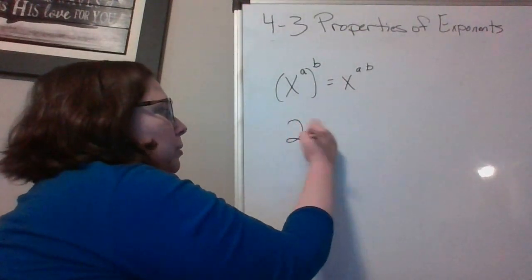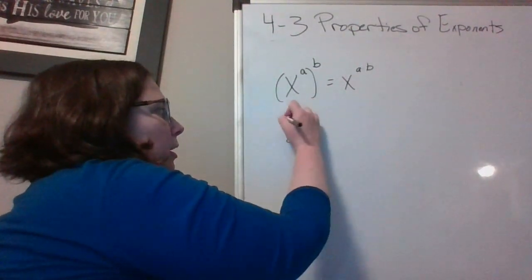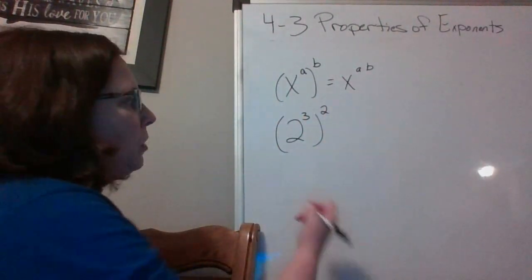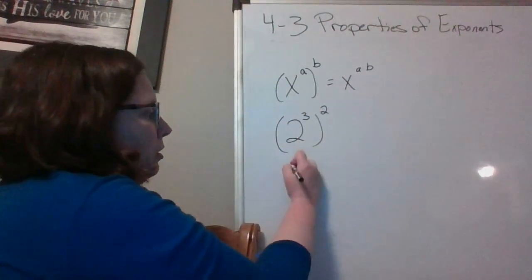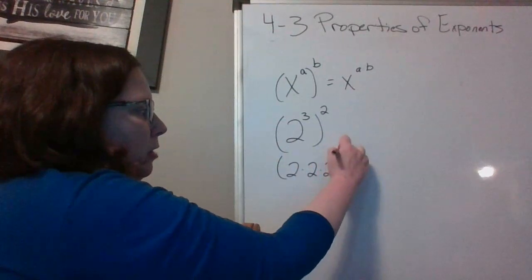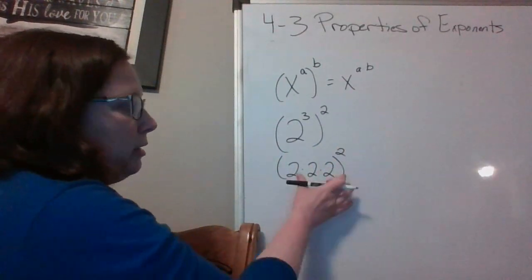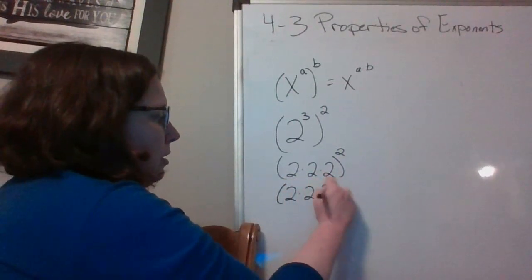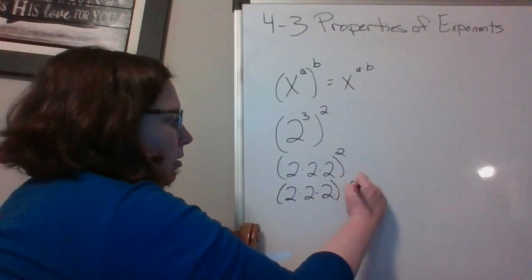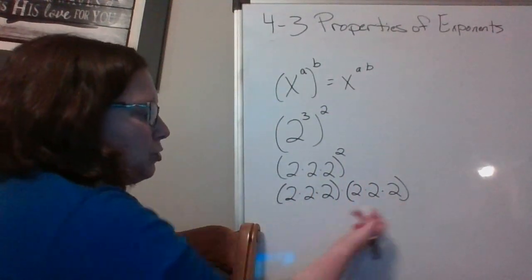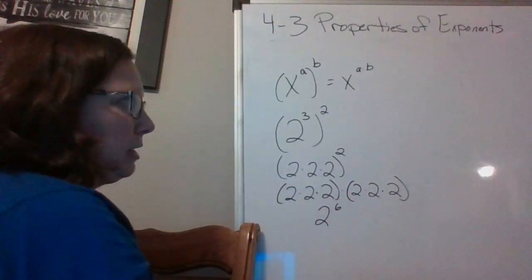Showing you an example, we can say I have 2 cubed, and then we're going to square that. So what happens within these parentheses is we're multiplying 2's, and we have 3 of them. When we square that, that means that we have 2 of these. So we would say this times this. If you count up how many 2's you have there, we have 6.